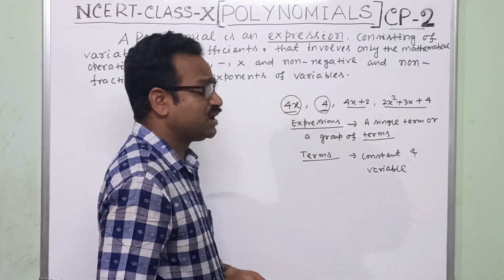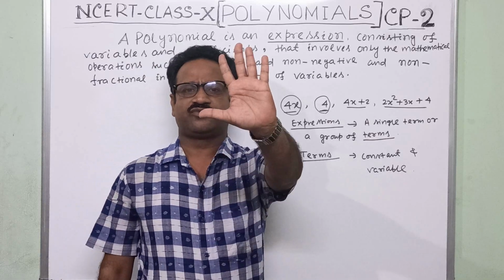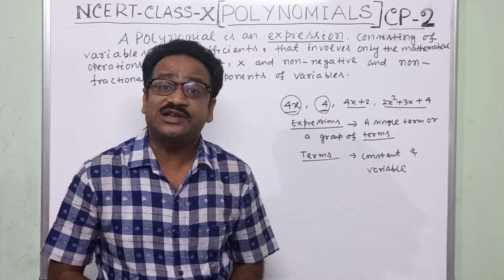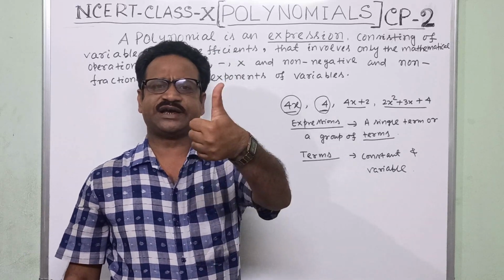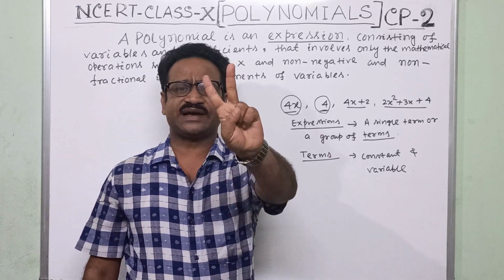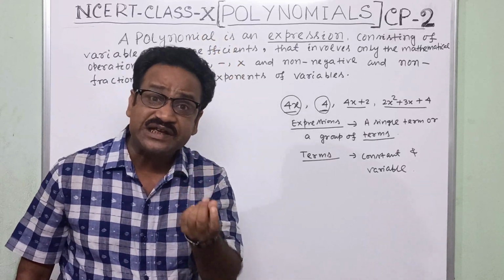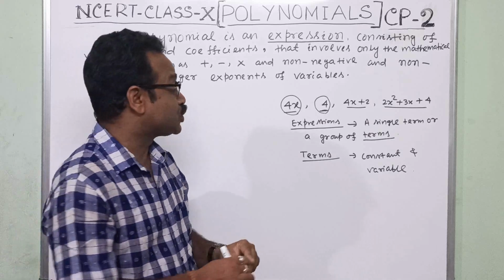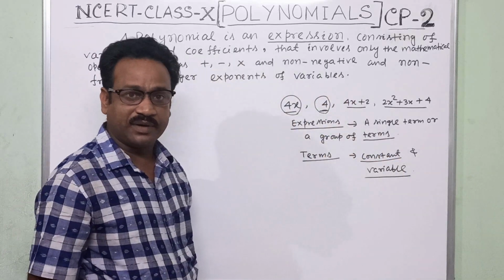Suppose I say 5. Show me your 5 fingers, you will show 5 fingers. If I say show me your x fingers, someone may say this is x, someone may say this is x. It varies from person to person, so it is named a variable. So, constant and variable.